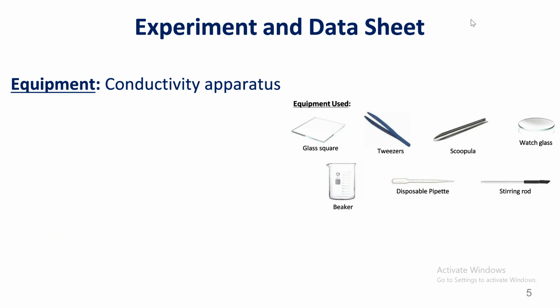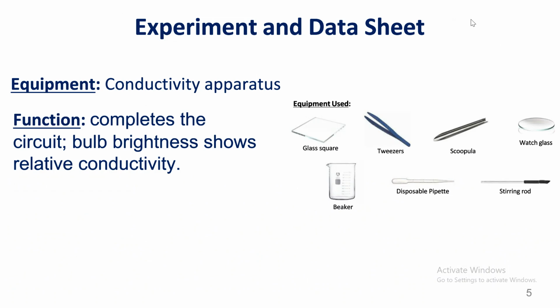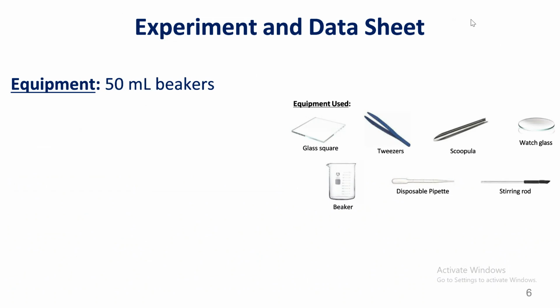The first equipment we'll be using is the conductivity apparatus. The function of the conductivity apparatus is that it completes the circuit. Bulb brightness shows relative conductivity, and we're going to see that in today's experiment. The brightness of the bulb will tell us whether a substance conducts electricity or does not conduct electricity.